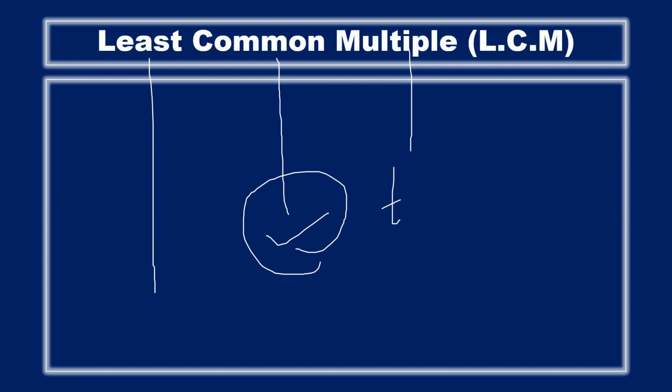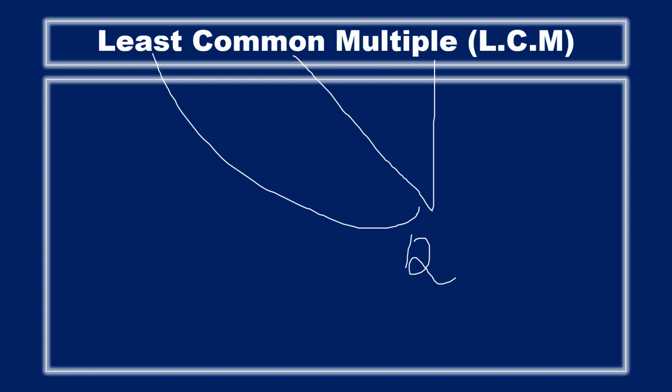Okay, so next one is LCM. So what is this LCM? Simple. Multiple means first we should write the table. From the tables we can pick out the common things. From the common things we need to write the least one. Whatever is the starting common multiple, that is your LCM. So from the given numbers' tables we pick out the common multiples, and whatever is the first common multiple, that is your LCM.